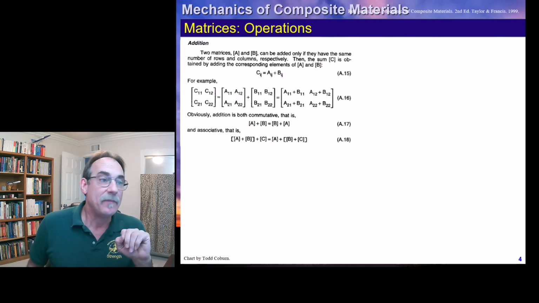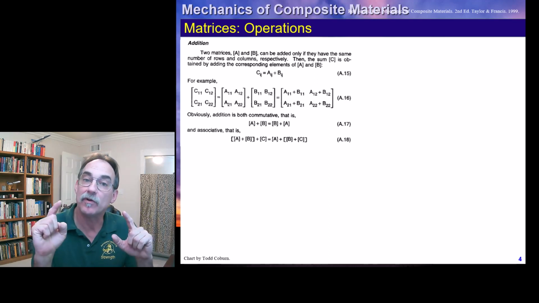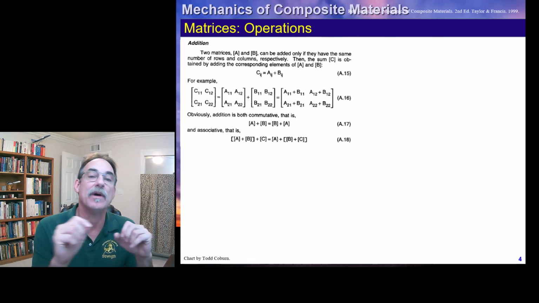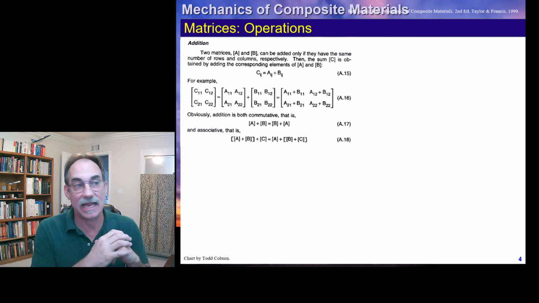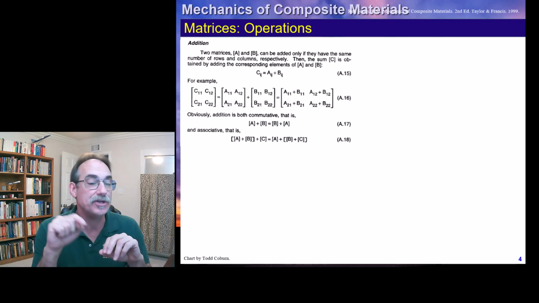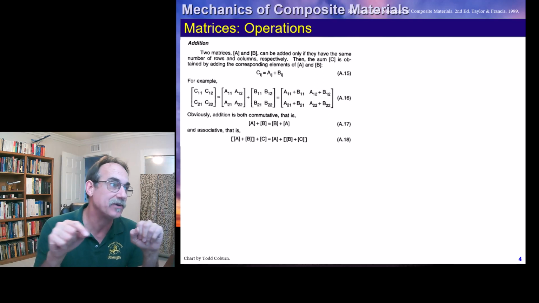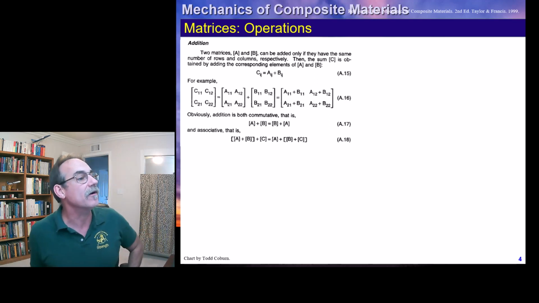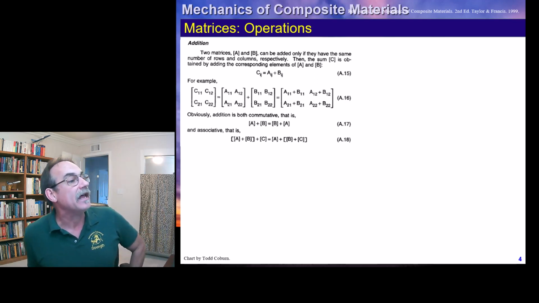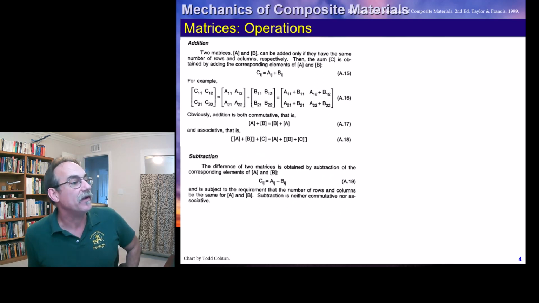We can add the matrices. To add two matrices, they have to have the same number of rows and columns. If they don't have the same number of rows and columns, they can't be added. If they do, you just take each entry and add it to the corresponding entry in the other matrix, as you can see here. And that means that the order doesn't matter. It's commutative and associative, as you see in there.